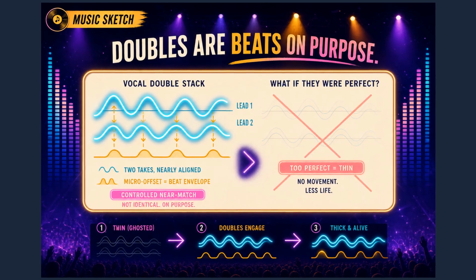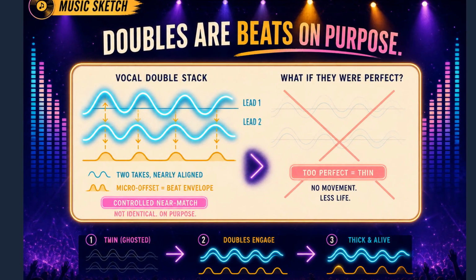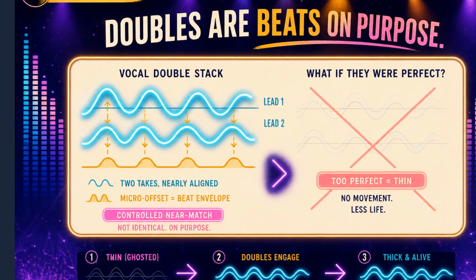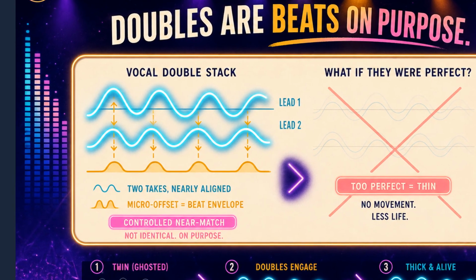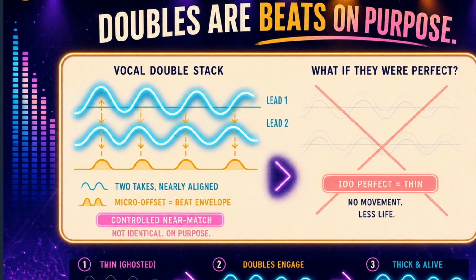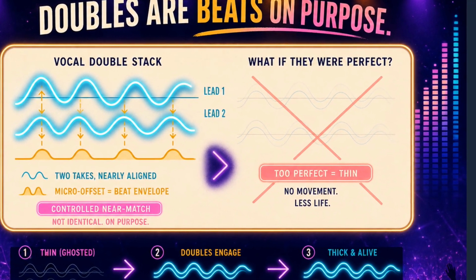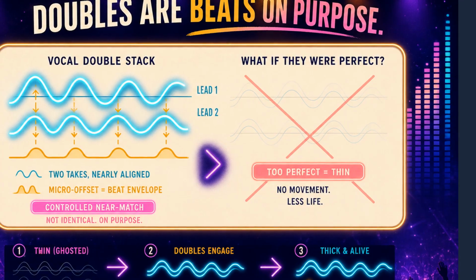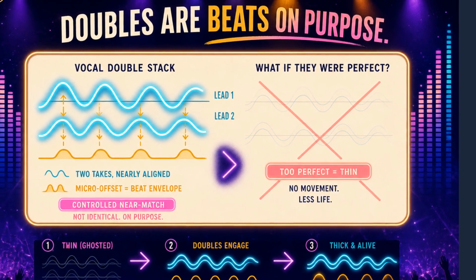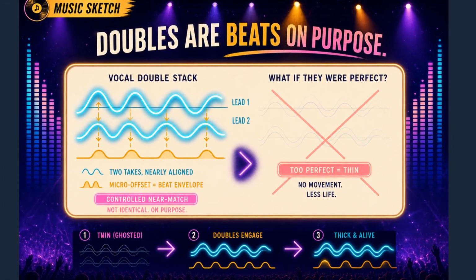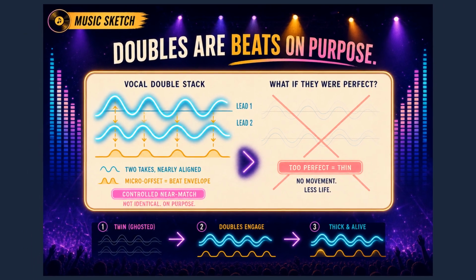Here is the twist. You use beats as a feature every time you double a vocal. The clone is never identical sample for sample, so microscopic pitch and timing differences smear into thickness. Unison in production is secretly a controlled near match. Zero beats sounds thin, a little wobble sounds human.